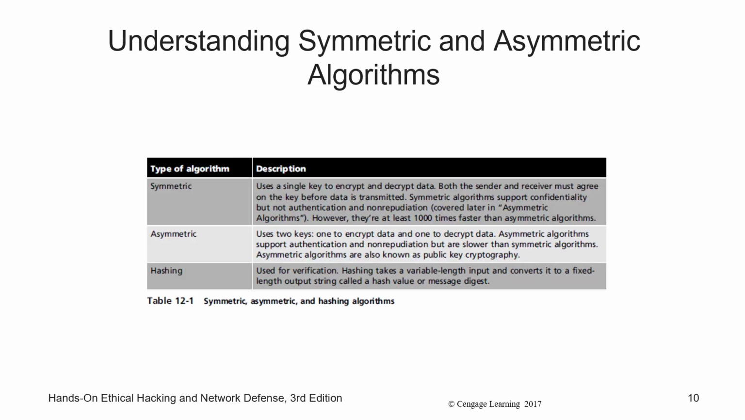Now there's a few basic algorithms. Symmetric is where you use a single key, a single password to both encrypt and decrypt. But then you have asymmetric algorithms where you have two separate keys, one which will encrypt data and one that will decrypt data. This is the concept of PKI, or public key cryptography. This is what's used in certificates.